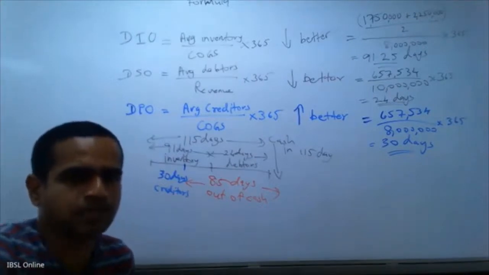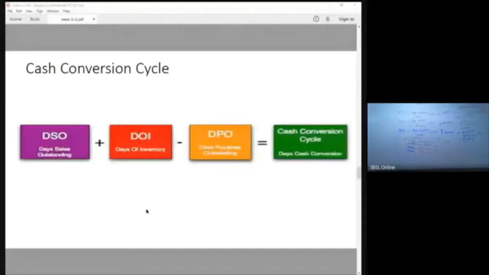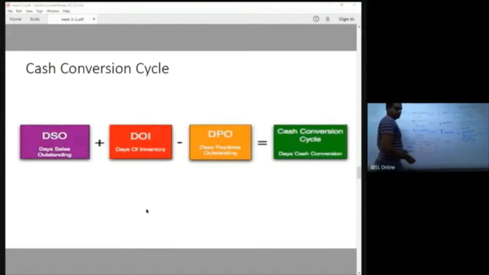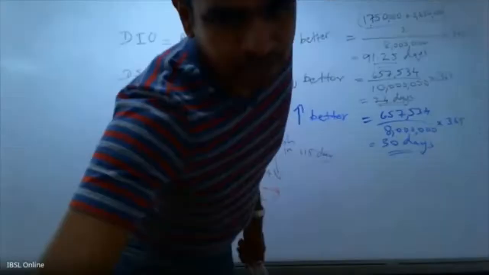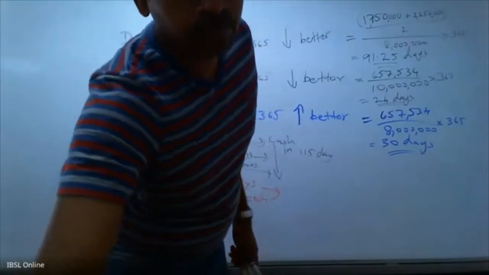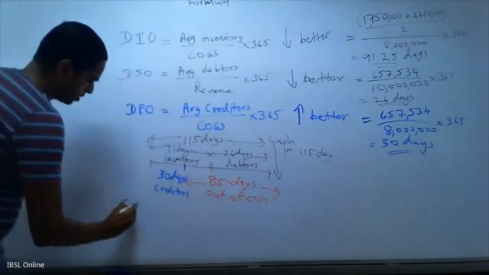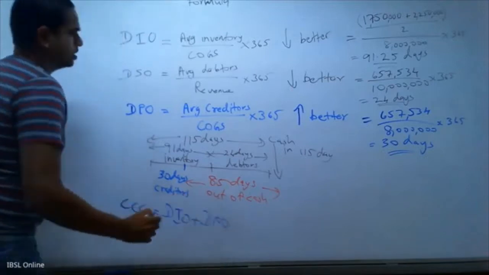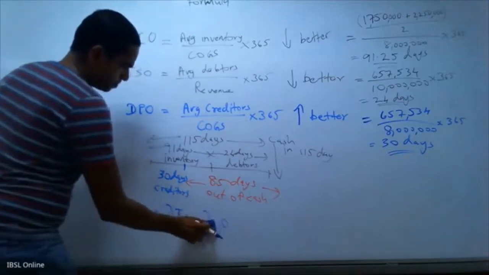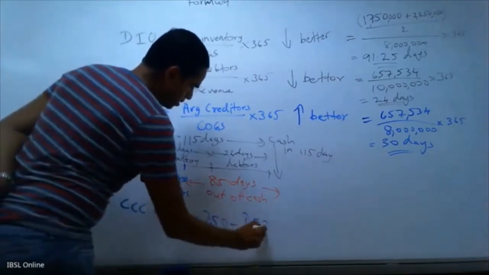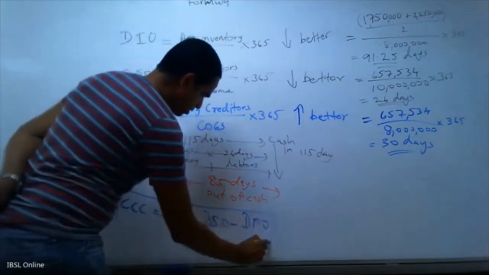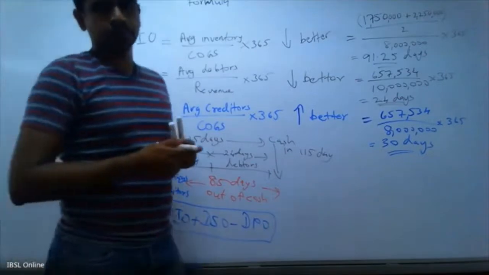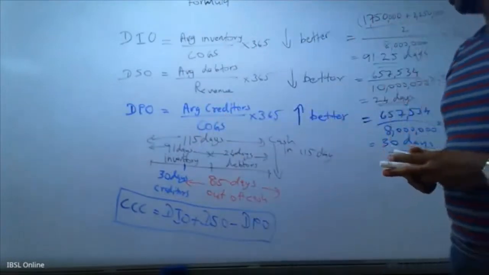So now we go on to the cash conversion cycle. What you need to do is very simple. Just add the asset side and deduct the liability side. Okay, so your cash conversion cycle is your days inventory outstanding plus days sales outstanding minus days payable outstanding. This equation you need to remember.